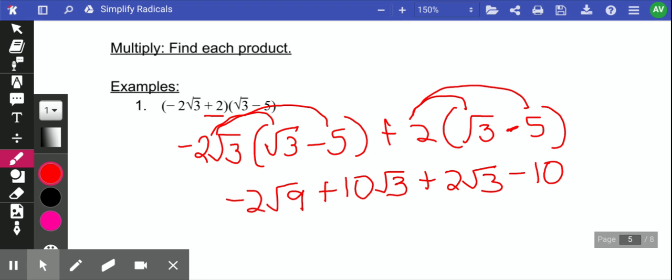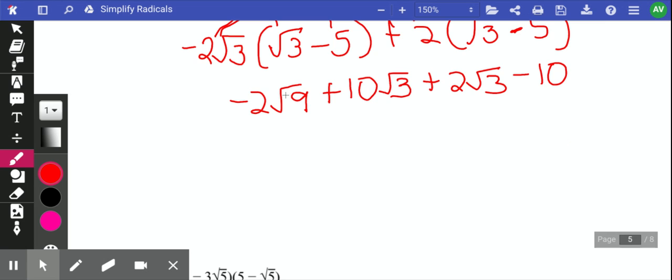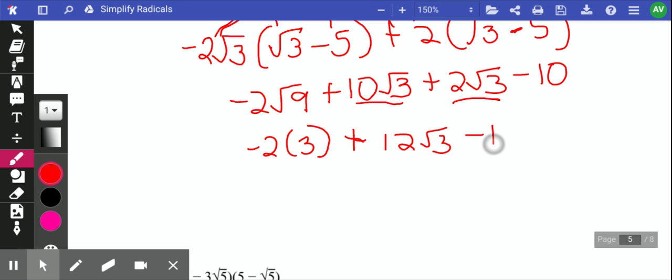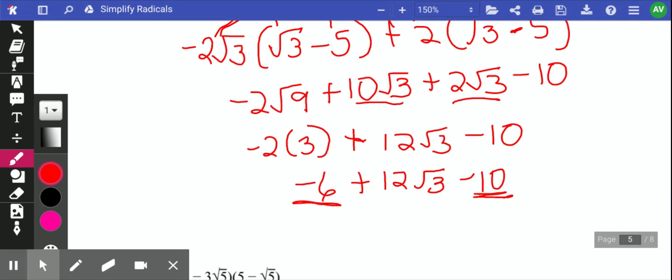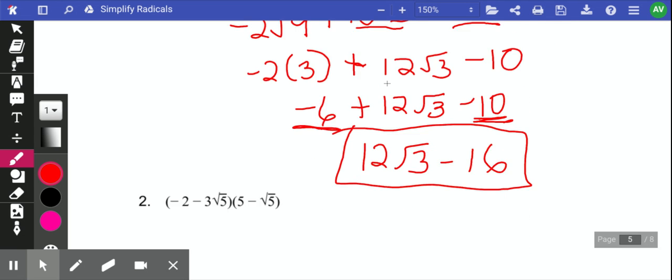Okay, so let's see what I can simplify here. First thing I notice, I have negative 2 times radical 9. That's going to become negative 2 times 3. Over here, I have like terms. They both have a radical 3, so this can combine to become 12 radical 3. And this one is just negative 10. Negative 2 times 3 is negative 6, so I have negative 6 plus 12 root 3 minus 10. Well, these two are like terms, negative 6 and negative 10. They're just plain numbers. We're allowed to combine those. So I'm going to end up with 12 root 3 minus 16. And that is my answer.